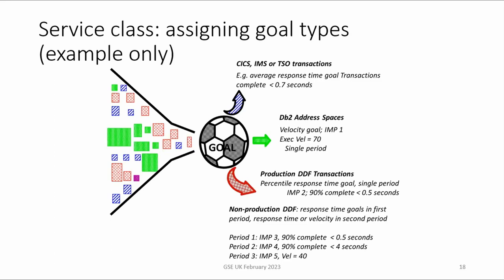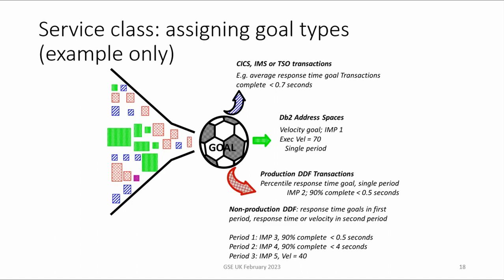Now, we're going to assign goal types. And this is an example. I don't want you to go out and do this, right? But this is an example so you get an idea. It could well be that CICS, IMS, or TSO have average response time goals, right? So their transactions complete in less than 0.7 seconds, depending on their nature.